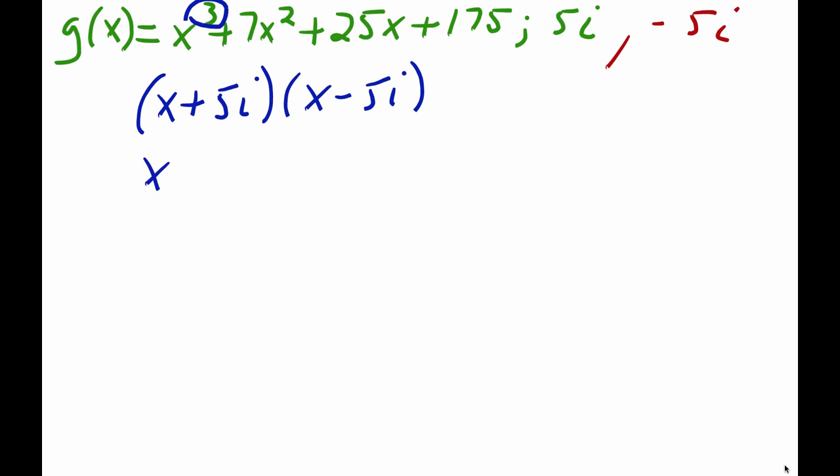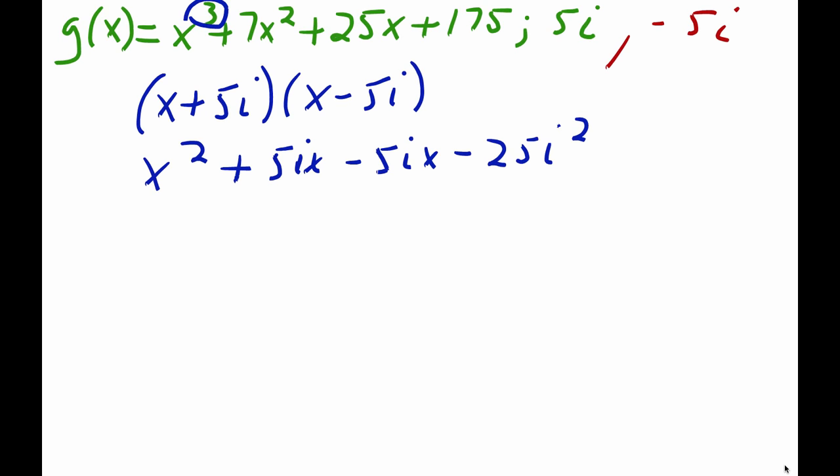We're going to FOIL that, so I'd have x squared plus 5ix minus 5ix minus 25i squared. Because 5i times negative 5i is negative 25i squared.